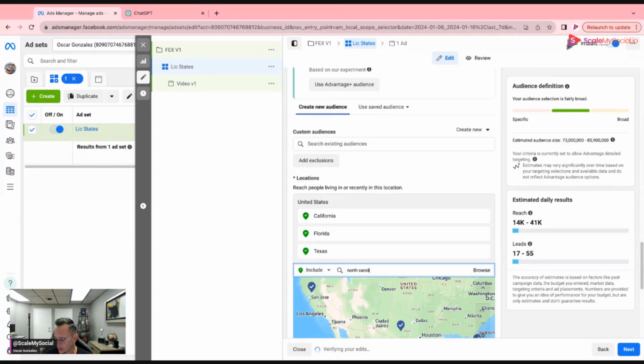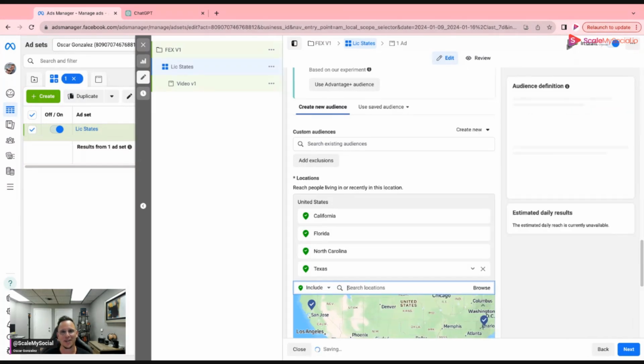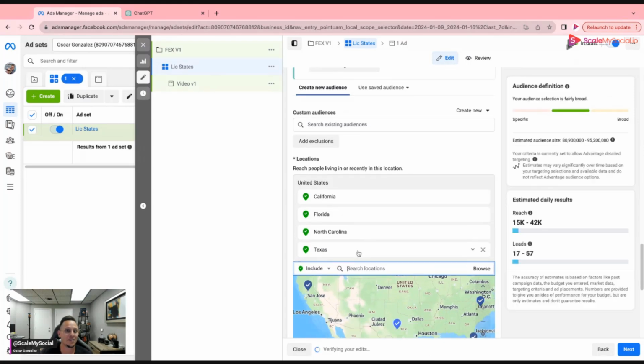North Carolina. And you understand what we're doing here, right? So you're just going to enter all the states that you're licensed in. Now, here's something very, very important.